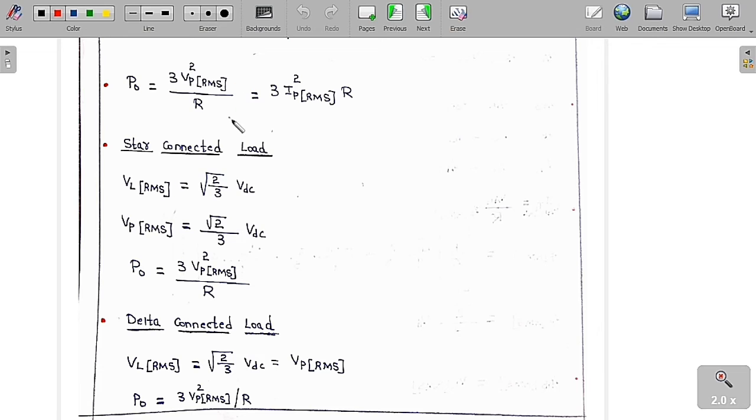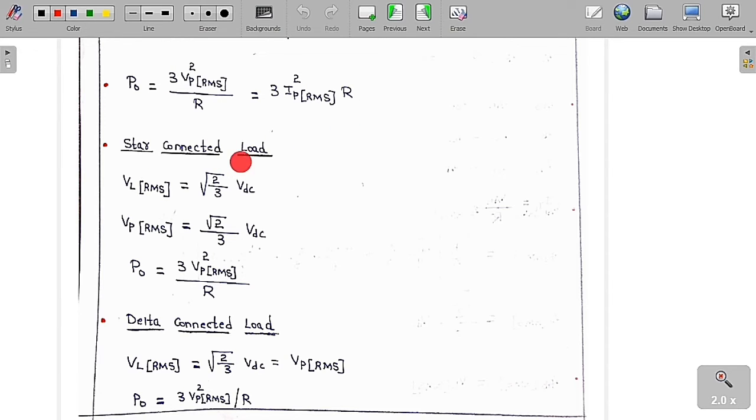If you want to know how much average power is consumed by this three-phase load, the average power P0 is equal to 3 into V phase RMS whole square by R. V phase RMS whole square by R is for only one phase, and there are three phases, so into 3. Or simply we can also write I phase RMS whole square into R. You can go for any of these formulas.